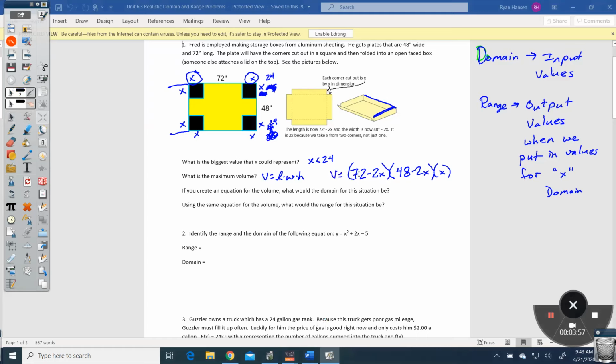See how it says V equals? When we plug in these numbers for x, so these are our inputs, when we plug in those numbers, we get an answer out. That's our output. And so our volume is our answer that we're going to get. So when we plug this into the calculator, we're looking for the biggest y value on our calculator because that's the output. So let's go to our calculator.